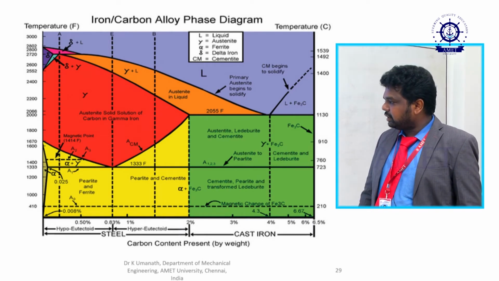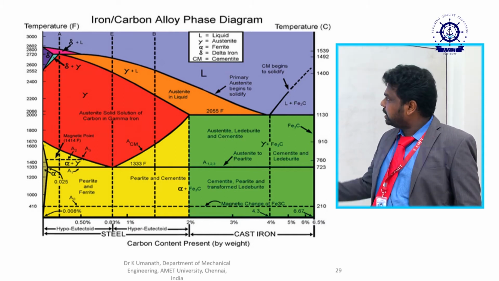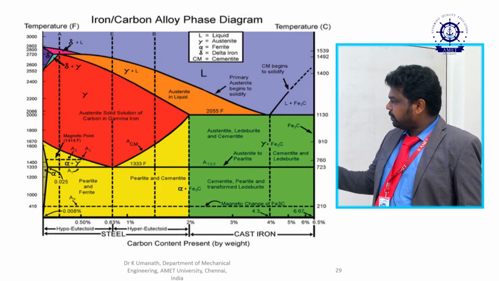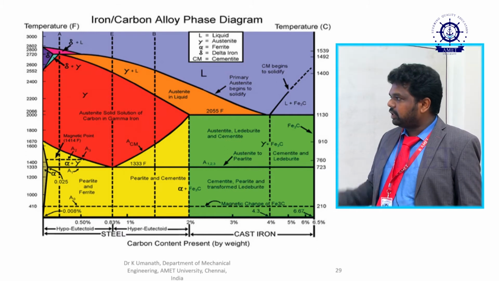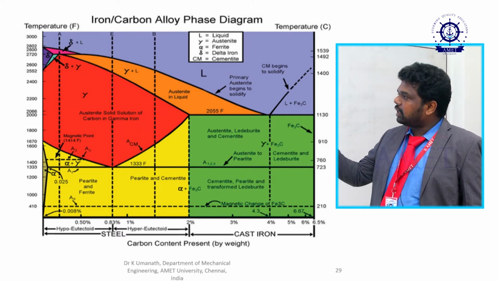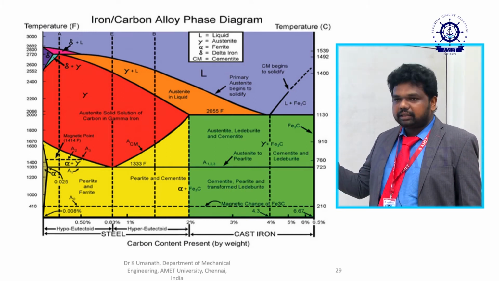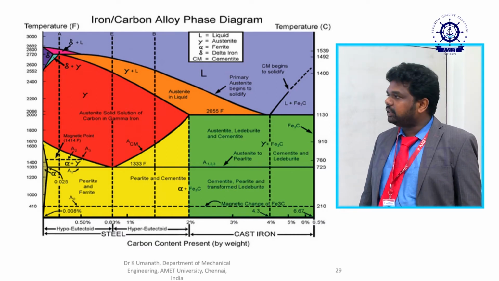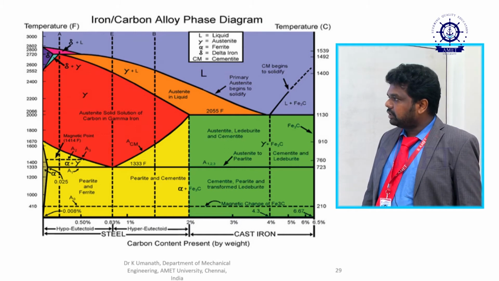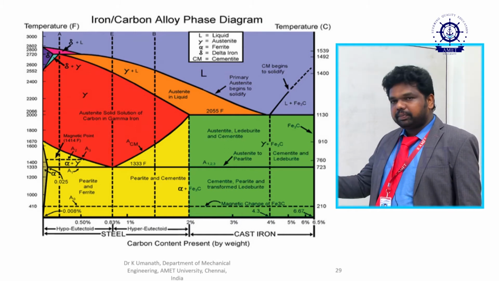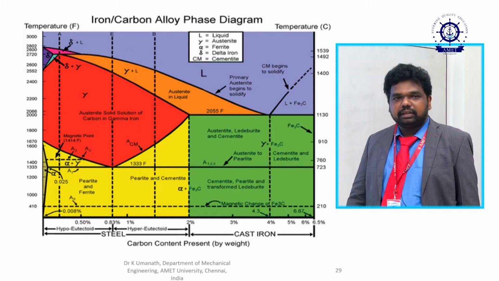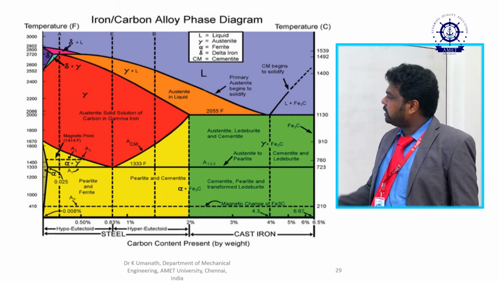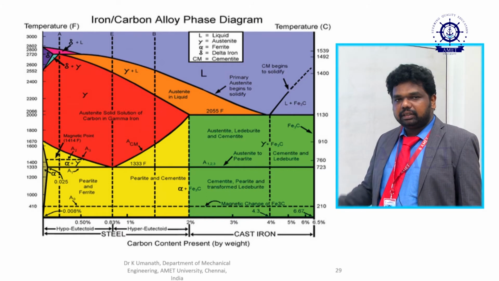This slide shows the iron carbon alloy phase diagram. The horizontal x axis shows the carbon content and the y axis is the temperature. So it shows the different phase formations for the different carbon contents. The green and red colors are the solid state, and the violet color indicates the liquid state of the metal. The x axis shows the carbon percentage and the y axis shows the temperature of the metal. So when the temperature rises, different phase formations occur in this steel.